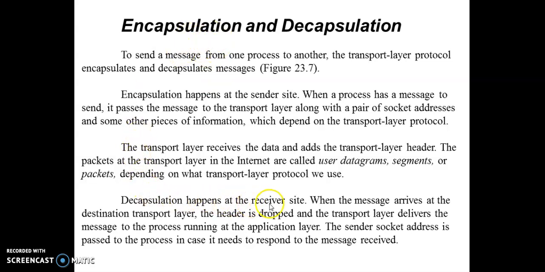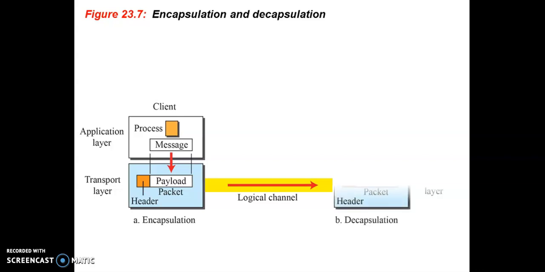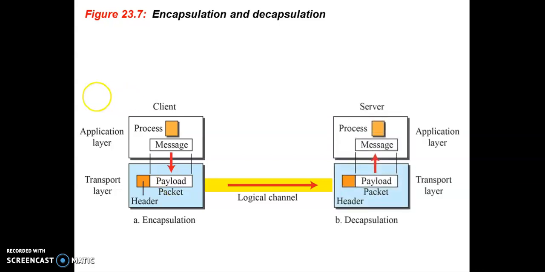Decapsulation can happen at the receiver side. So the message arrives at the destination transport layer. The header is dropped and the transport layer extracts the information from that header. This is called decapsulation. So this is the encapsulation and the logical connection between two devices. This is the decapsulation. So the message is encapsulated into the header, then the message is decapsulated from that payload information.